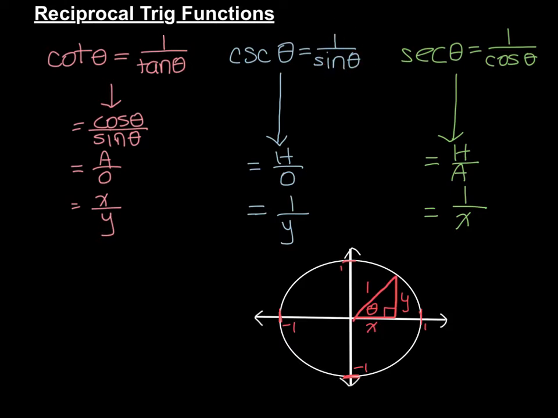For the secant, you can think of it as the hypotenuse over the adjacent, which again makes sense because cosine is adjacent over hypotenuse, it's the reciprocal. Or we can think of it as 1 over the x value in the unit circle because the x value is the cosine value.